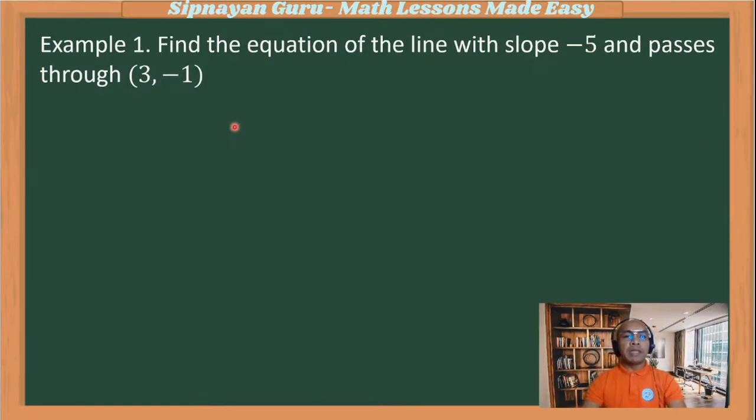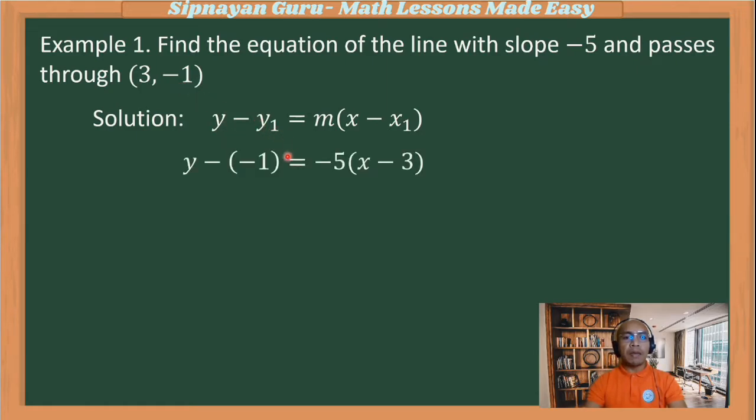So let's have example number 1. Find the equation of the line with a slope negative 5 and it passes through point 3 and negative 1. So substitute to the formula: our slope is negative 5 and this is our point. So this would be our x sub 1, and this will be our y sub 1. So y minus the y sub 1, negative 1, is equal to the slope negative 5 times x minus our x sub 1, positive 3.